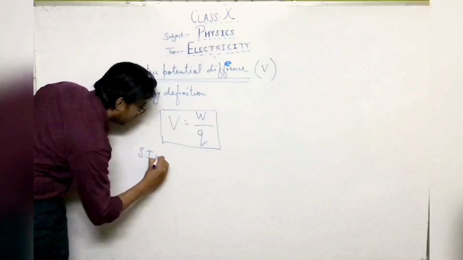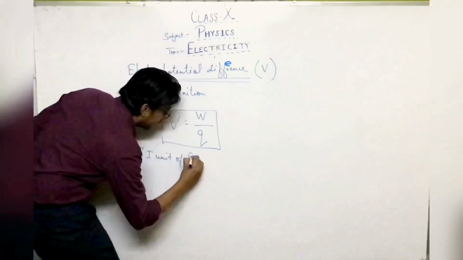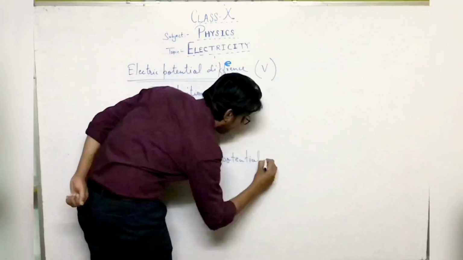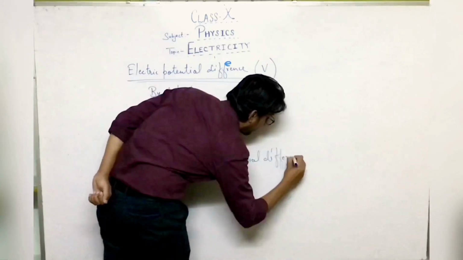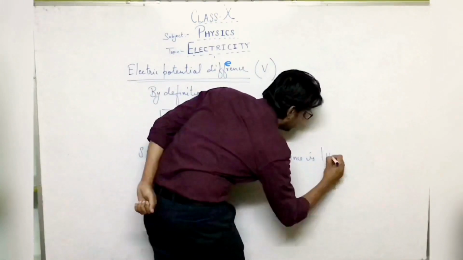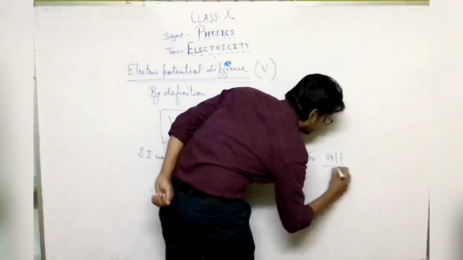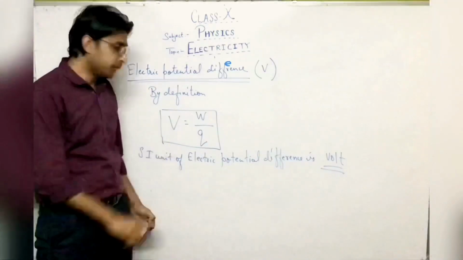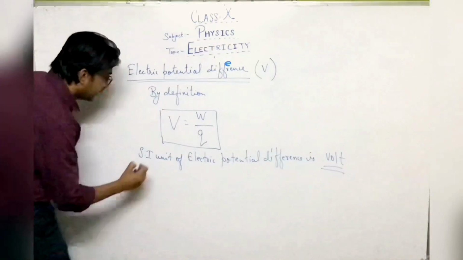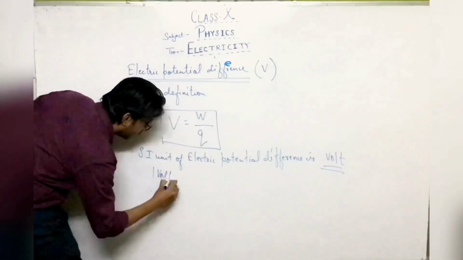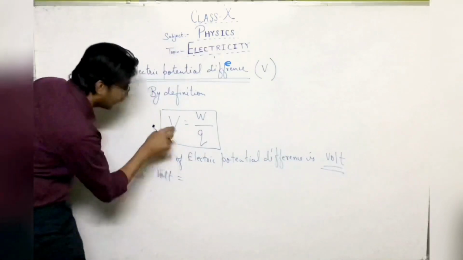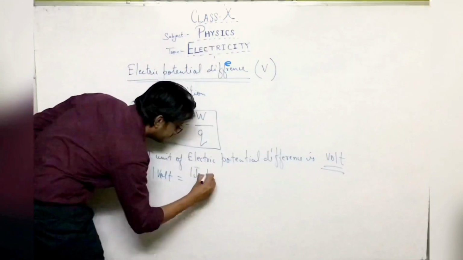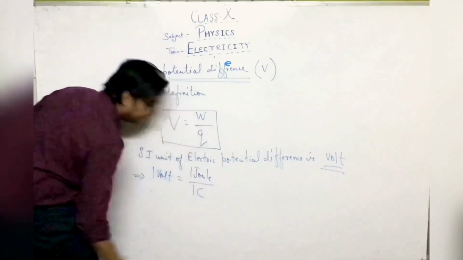SI unit of electric potential difference is volt. We will define 1 volt using this formula. V is equal to 1 volt, then work done is 1 joule and charge is 1 coulomb.